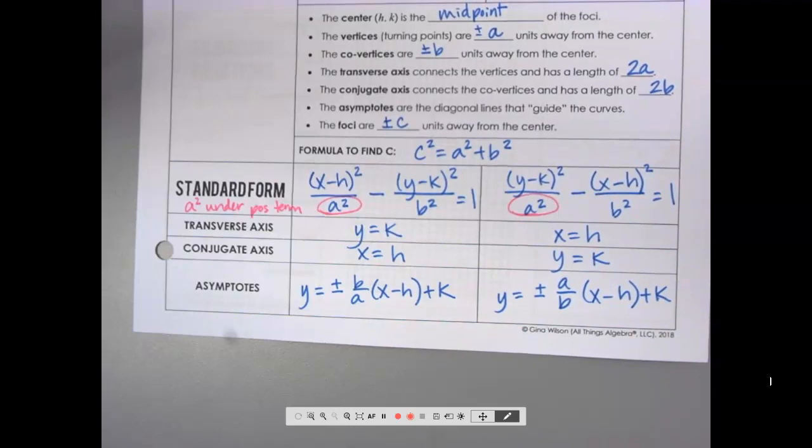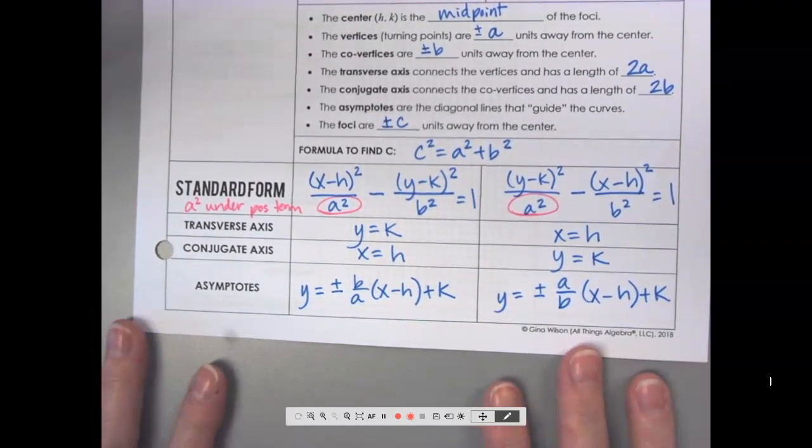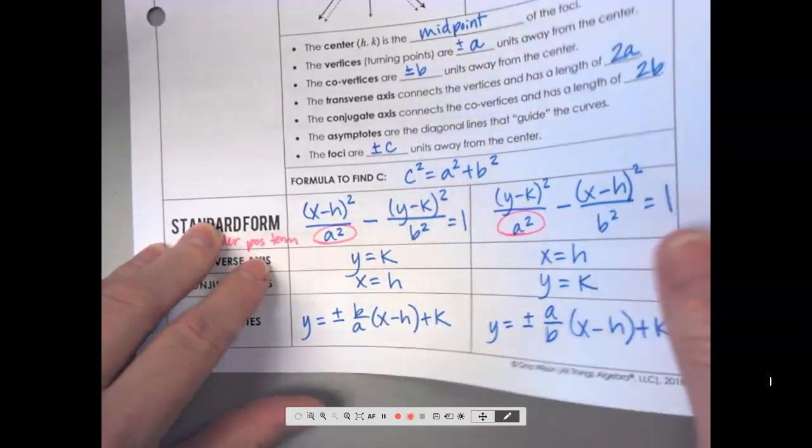Lots of parts to these. Graphing them is pretty simple, though. Believe it or not. Okay. Are we good? Got all this down? Okay. Let's look at how to graph these things.